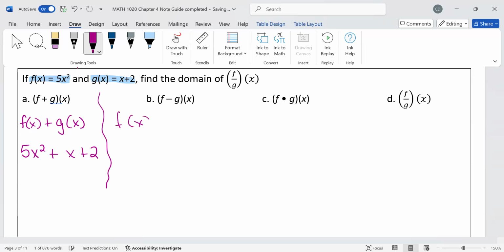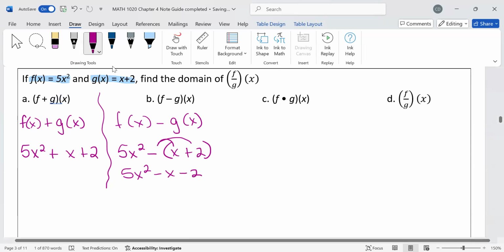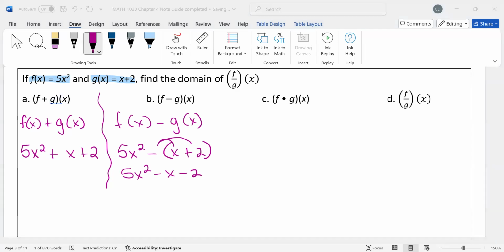This one is f of x minus g of x. F of x is 5x squared. When you subtract g of x, you need to put it in parentheses. All right, so from there, we need to get rid of parentheses by multiplying through by that -1. So it's 5x squared minus x minus 2. And all we did was change the signs inside the parentheses. And we can't simplify anything, so we're done with that one as well.